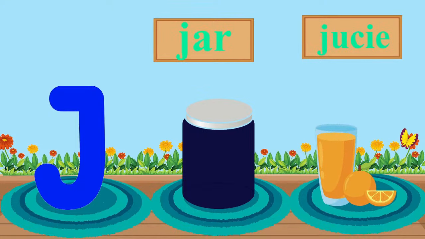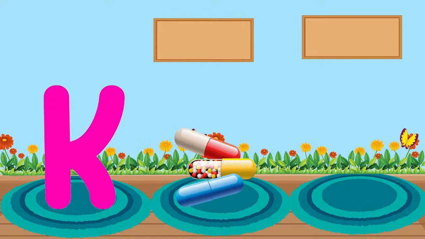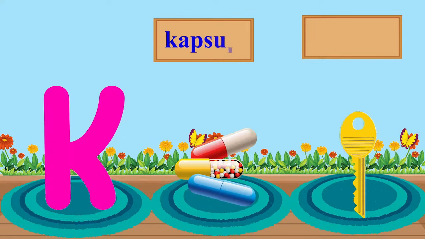juice. K is for kettle. K, k, kettle. K is for key. K, k, key. K is for k, k, k, k, kettle. K is for k, k, k, k, key.